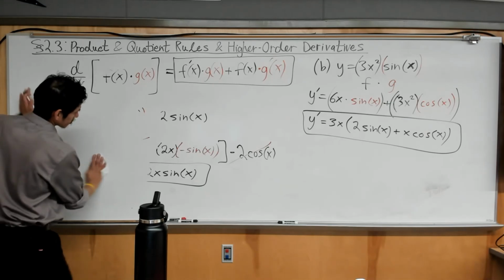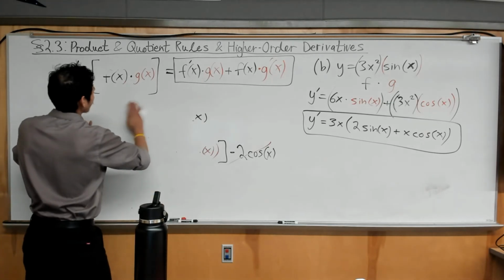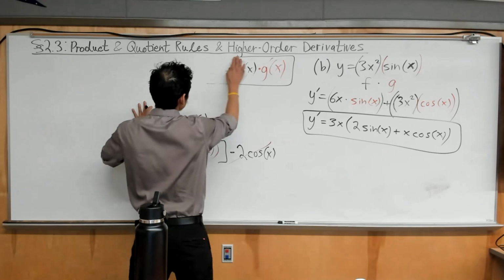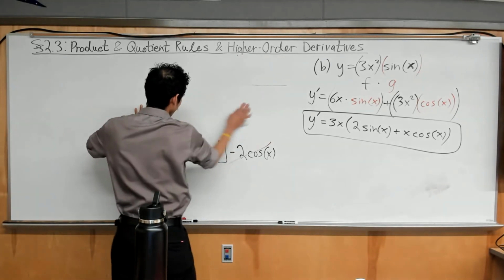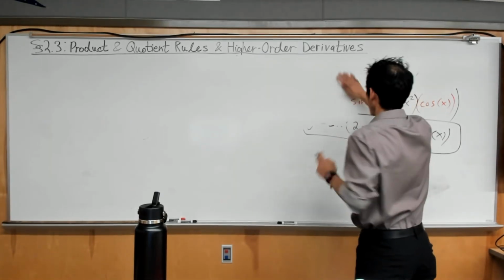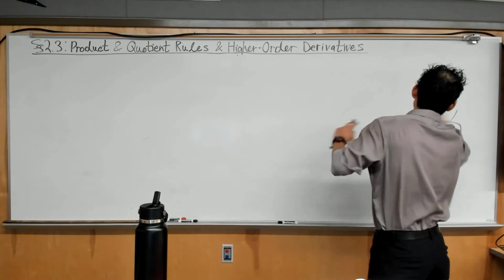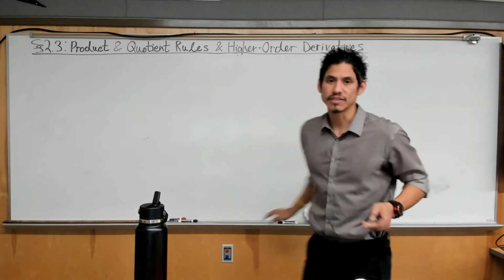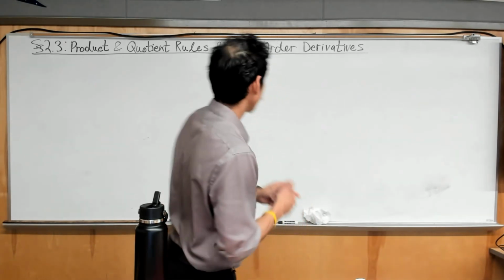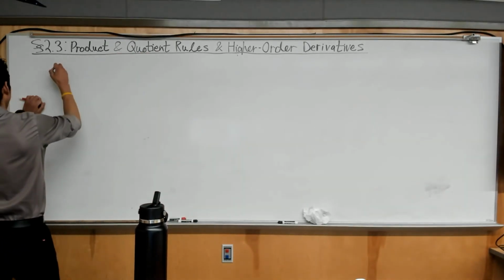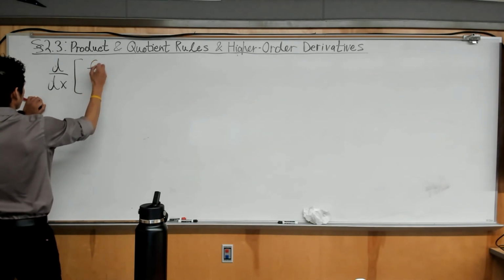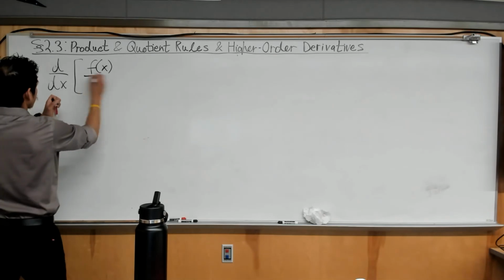Now let's look at the quotient rule. The quotient rule is a very annoying rule. I don't really even like it, but it is useful sometimes. It's a necessary evil, and it is what you use when you want to take the derivative of a quotient. Let's say you have f of x over g of x.